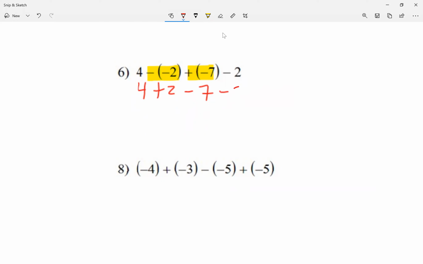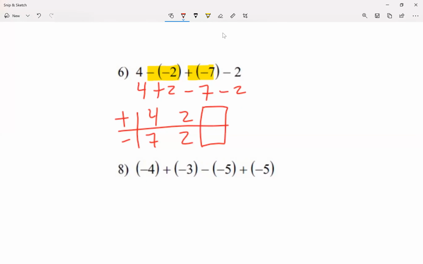And then -2. I'm going to do my little chart here. I'm going to separate positives and negatives. My first number is +4. So it goes with the positives. My second number is positive 2. So it goes positive. My third number is negative 7. So it goes with the negatives. And then negative 2, it goes with the negatives. Let me do a separation here.